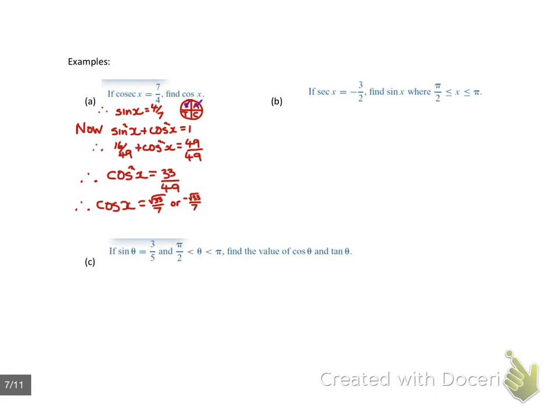Now the original question had cosec x as positive, so sine x was positive, so we could be in the first or the second quadrant, so that's why I've taken both the positive and negative values for cos.